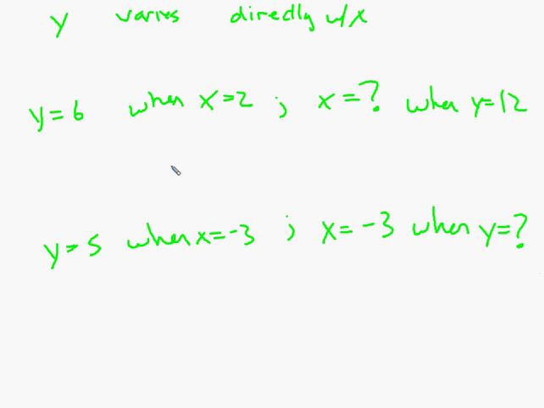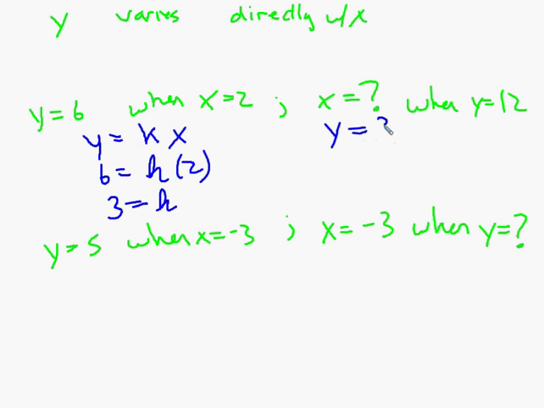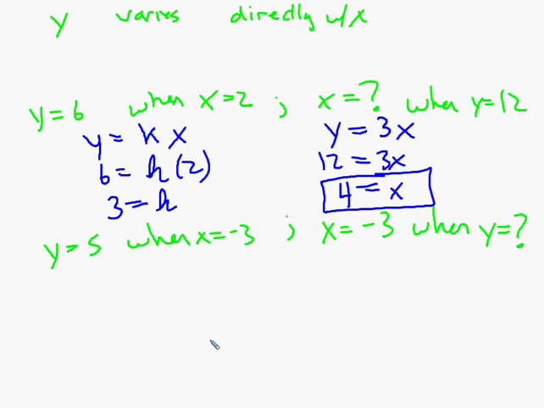Okay, so here's two problems. I'm told it's direct variation, so I use y equals kx. y is 6. x is 2. I find k. k is 3. Now I use y equals kx again, except now I know k is 3. I use this information. I don't know x, but I know y. y is 12. What do I do? Divide by 3. So x is 4 when y is 12.